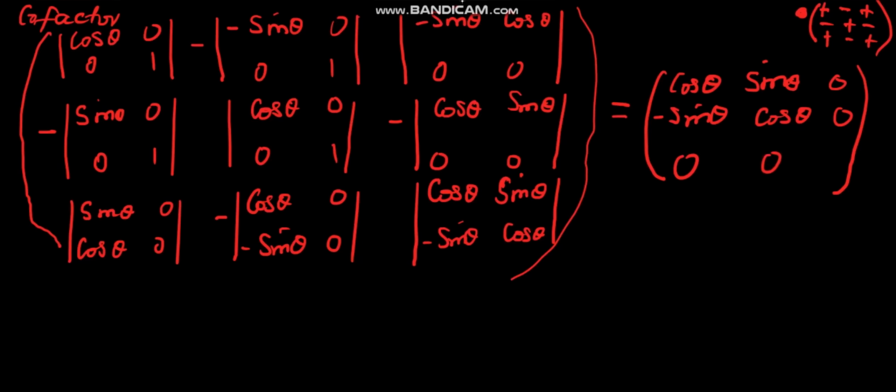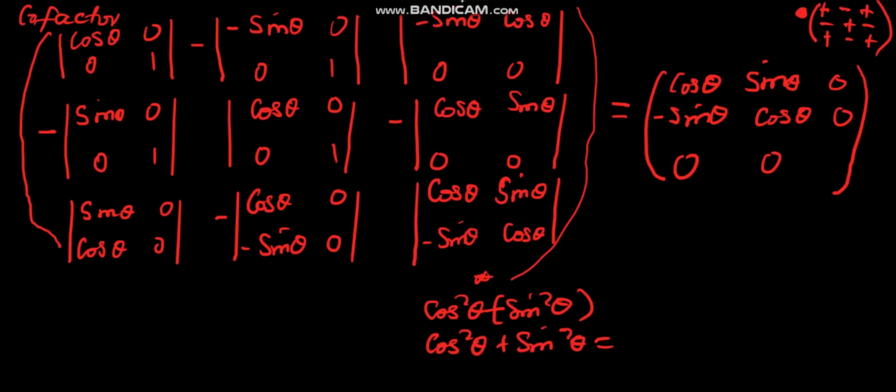Then for this 2 by 2 matrix here, you notice that you're going to have cos squared theta minus sine squared theta, so minus negative sine squared theta. The negative will be positive. You're going to have cos squared theta plus sine squared theta, so we can say that this gives us 1, meaning that the determinant of this 2 by 2 matrix is going to be 1 there. So let me just erase that.